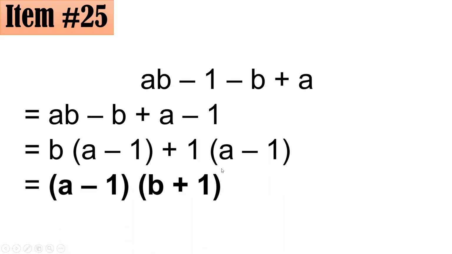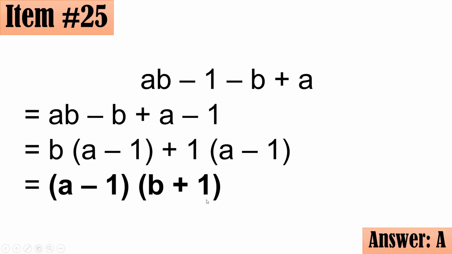Very good. That's A minus 1. So we factored out A minus 1. And here, B divided by A minus 1 is B. 1 times A minus 1 divided by A minus 1 is 1.